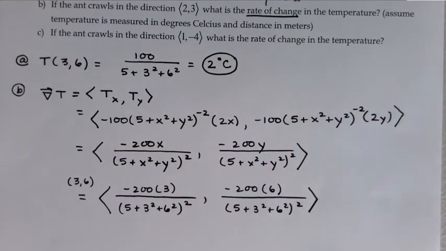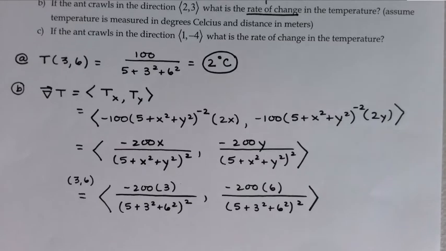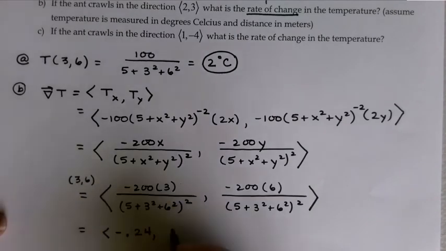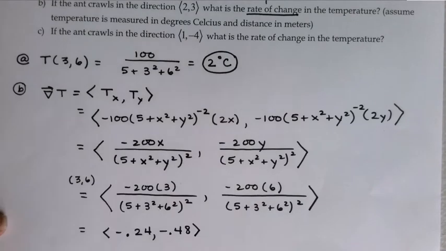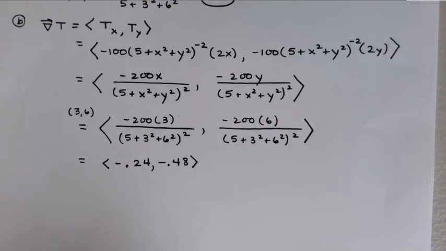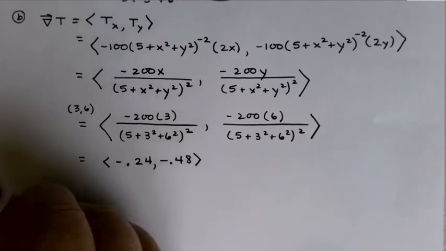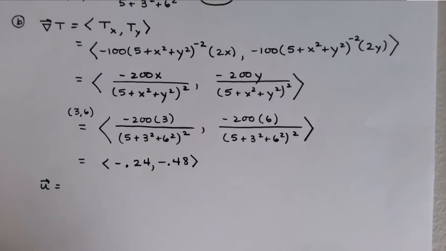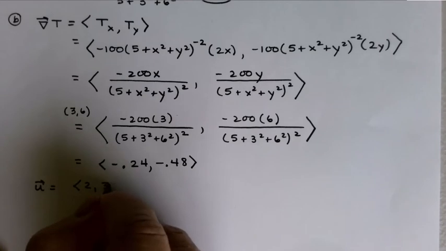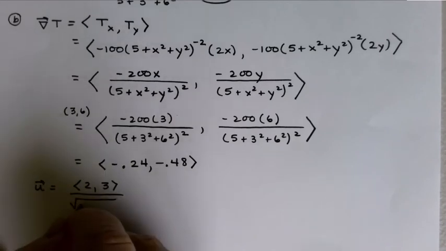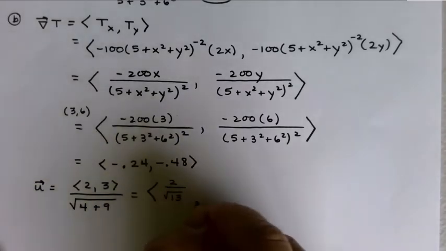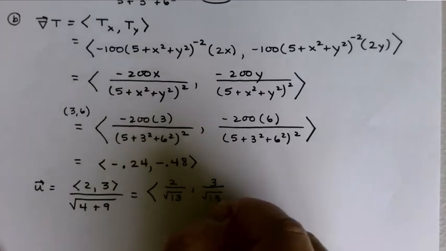And I'm just going to go ahead and do the arithmetic on the calculator to make it a little faster. And I ended up with a negative 0.24 for the x component and negative 0.48 for the y component. So there's my gradient vector. I also need a unit vector in the direction of motion. So in this case, we wanted to go in the direction (2, 3). So I just had to turn that into a unit vector. Looks like I'll get 2 over the square root of 13, 3 over the square root of 13.